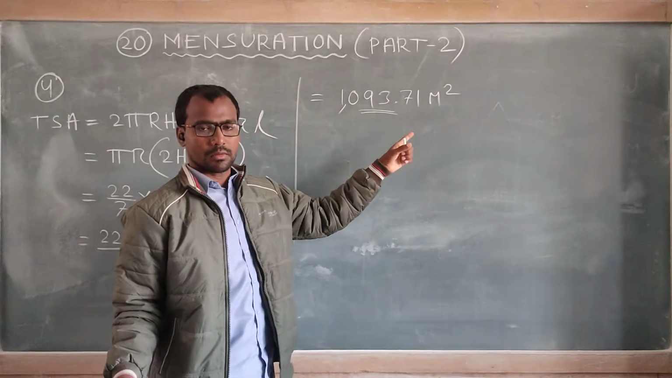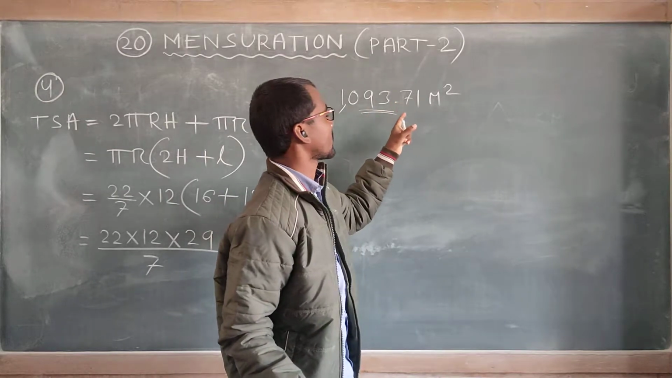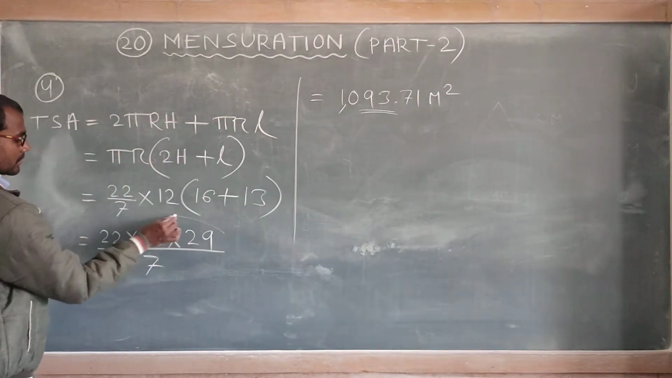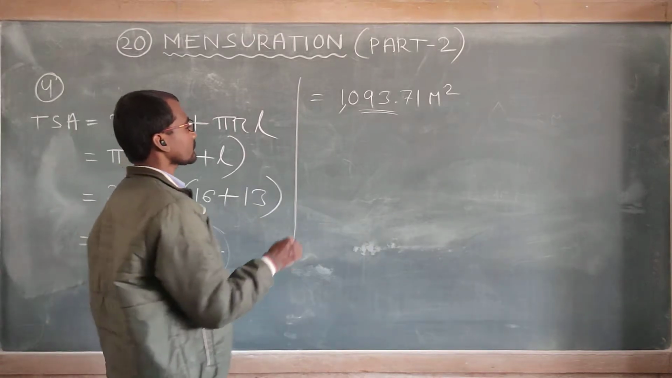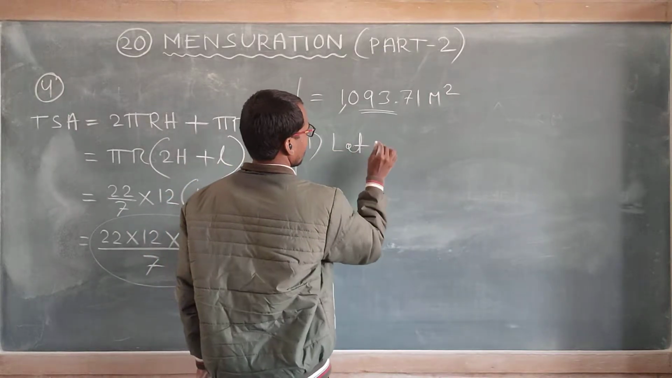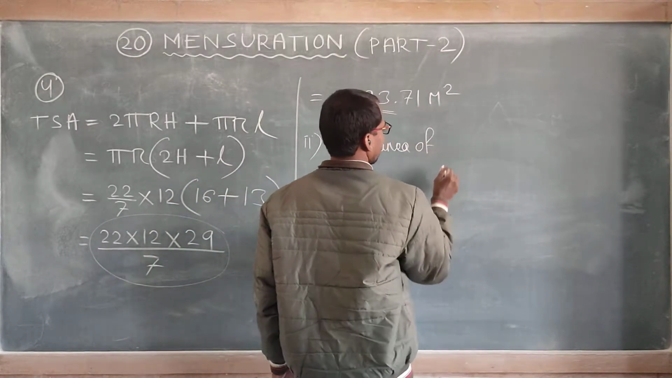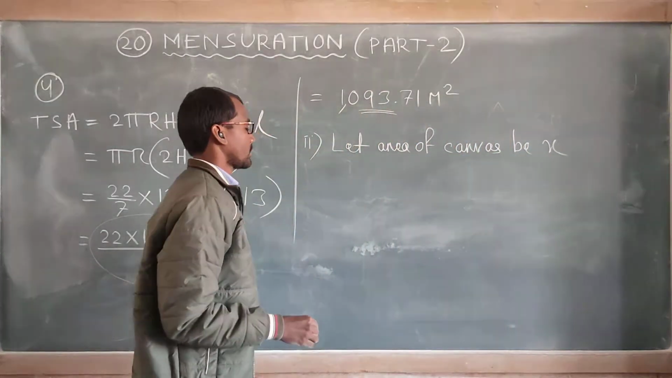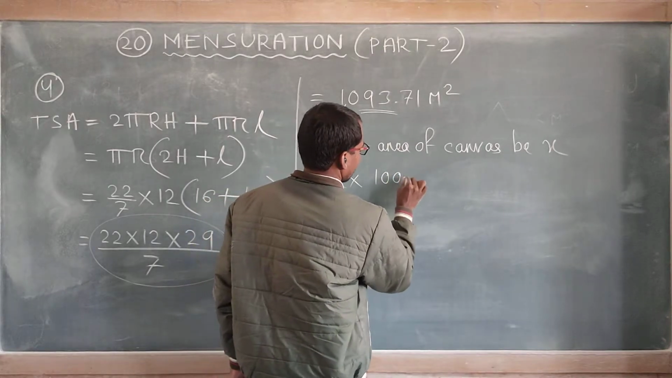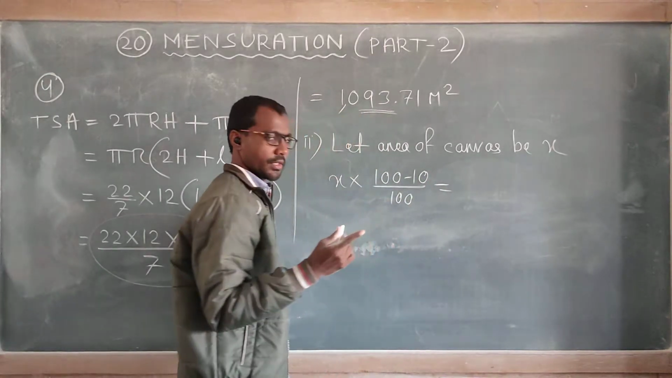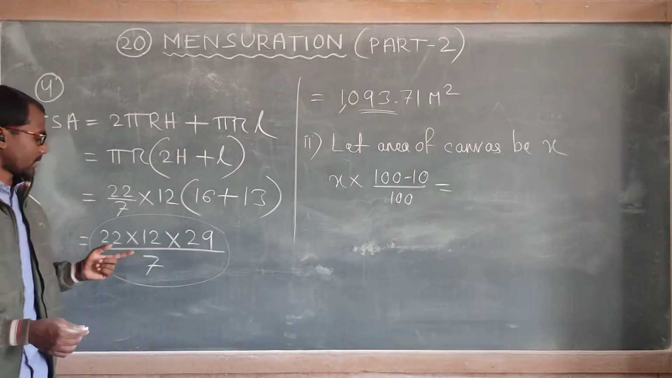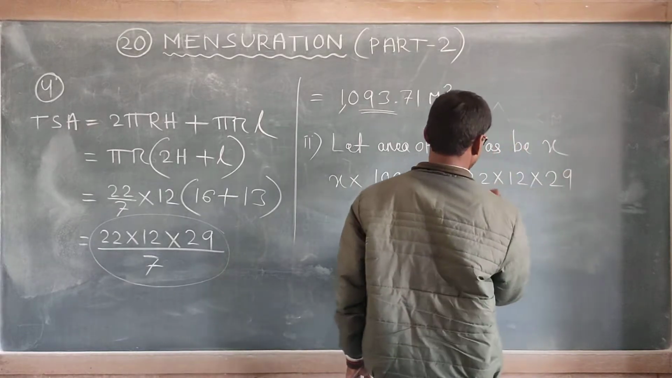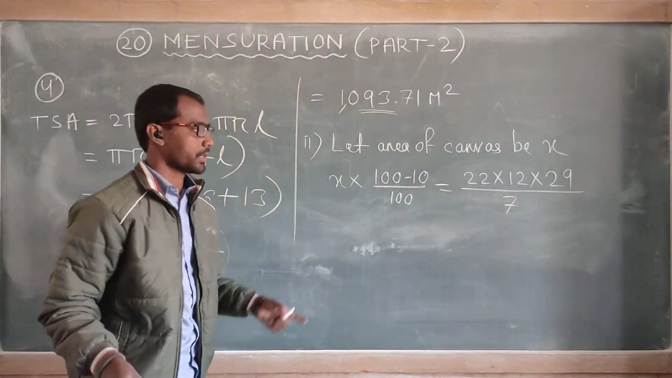This is not the exact area. It is 1093.71429 something. So when you are doing the calculation, take the exact one. So secondly, let area of canvas be x. So x into (100 minus 10) by 100, because 10% is wasted. After 10% is wasted, we get this, 22 into 12 into 29 by 7. Do not take the rounded value. Take the exact value.